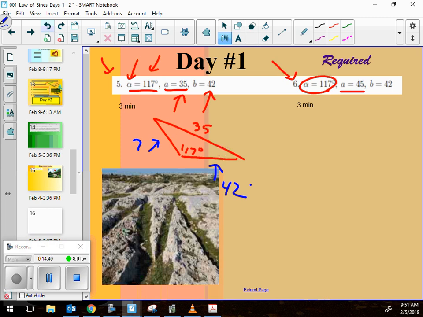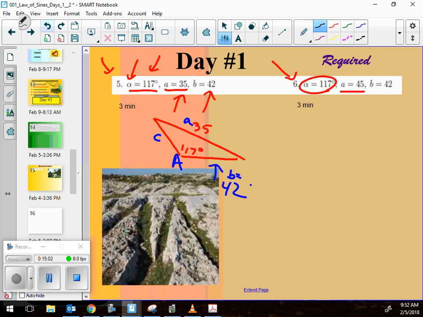I already know this one was big A, also known as alpha. This was little a. Let's call this B. B is 42. And then that must mean this one's little c over here. And you figure out all the sides and the angles using the law of sines.